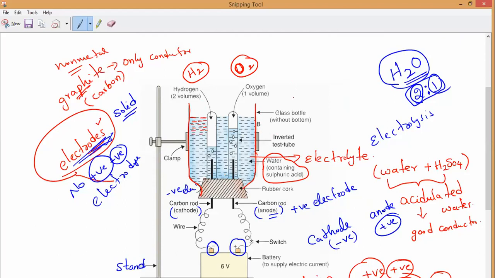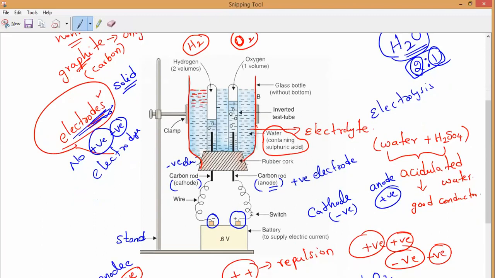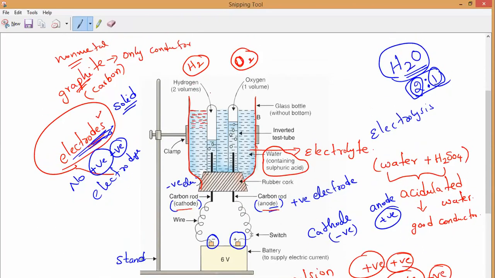Here we are taking a 6-volt battery and connecting this side to the positive node and this side to the negative node. The positive electrode is called the anode, and the negative electrode is called the cathode. Now, at the cathode, will hydrogen or oxygen come? Hydrogen, because the cathode is negative. Hydrogen ions will come here. That is why cations will come.